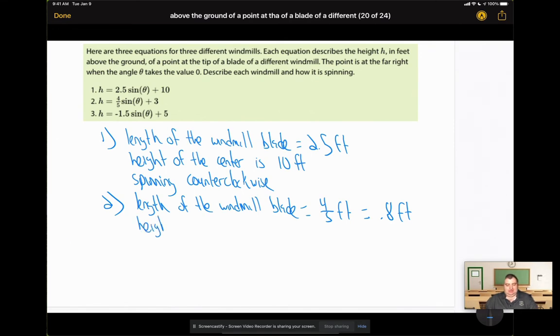The height of the center, in this case, instead of 10 feet, is going to be 3 feet. And once again, that A value was positive, positive 4/5. So it's spinning counterclockwise.